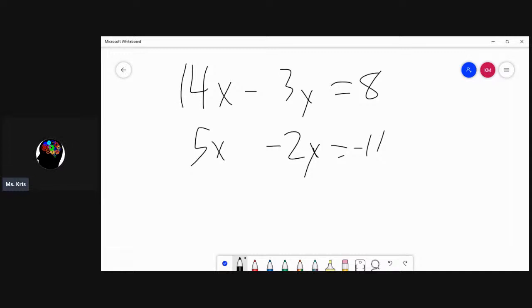So now, you have a decision to make. Will the top one be positive and the second one to remain negative, or will the second one become positive and the top one remain negative? Well, me personally, of course, I like things in order. So I'm going to multiply this by negative 2, and I'm going to multiply this by a positive 3.